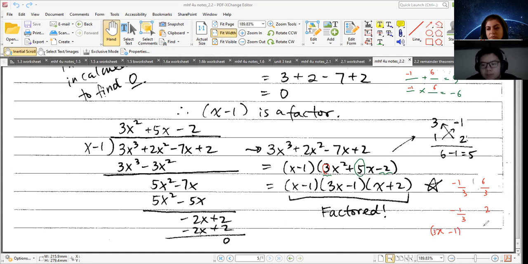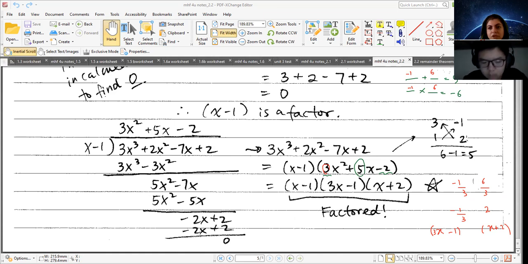For this one it is simple. There is no denominator, it's just x plus 2. So now instead of 3x2 plus 5x minus 2, I put 3x minus 1, x plus 2. See, 3x minus 1, x plus 2. You need to know how to factor a quadratic from grade 11. But still, if you have a question, I can answer. Do you have any question?